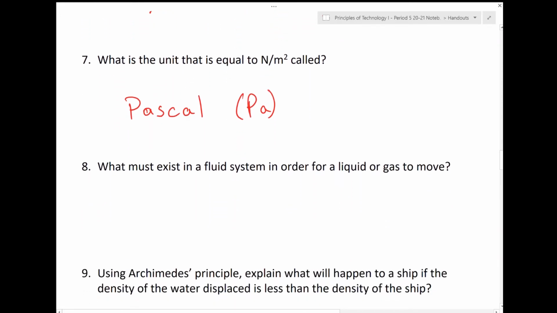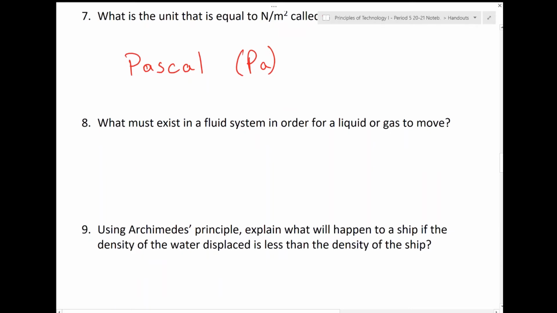What must exist in a fluid system in order for liquid or gas to move? Well, we already said that, and it is a pressure difference.